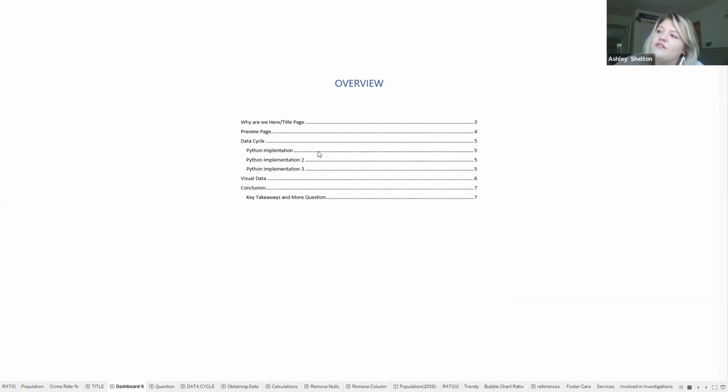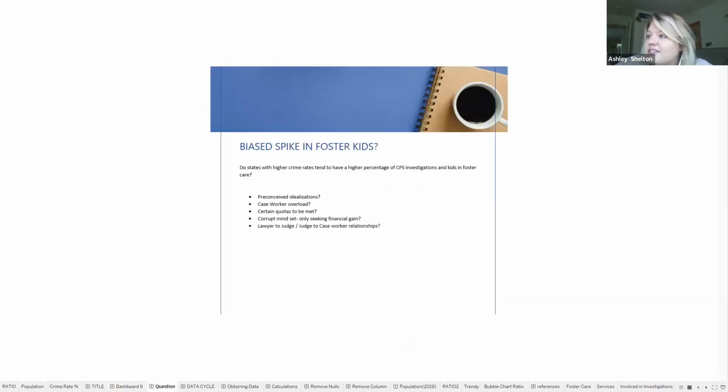So this is an overview of what we're going to go over: how I used Python, my data cycle, my process, all the beautiful data that I'm going to show at the end, and the conclusion of my question. And my question is, is there a bias spike in foster kids? Do states with higher crime rates tend to have a higher percentage of CPS investigations and kids in foster care?